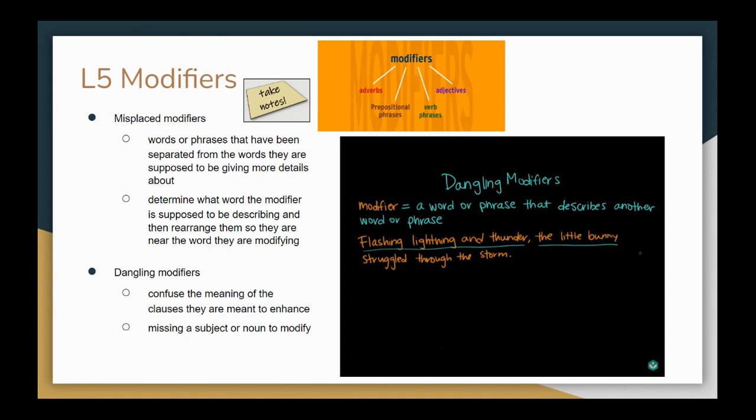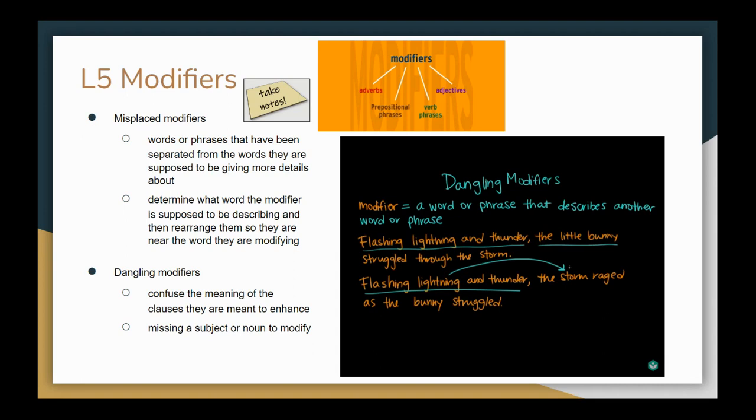Right, okay. We're really not supposed to have a dangling modifier like this, so we need to fix this sentence. "Flashing lightning and thunder, the storm raged as the bunny struggled." So this is all better. The modifier "flashing lightning and thunder" comes right before the storm now. Right. So this makes more sense. We got rid of the dangling modifier. It's not hanging out looking like it's modifying the wrong noun.